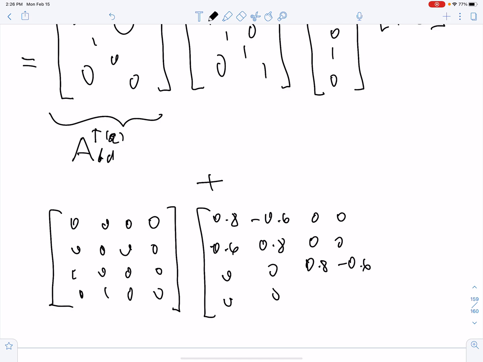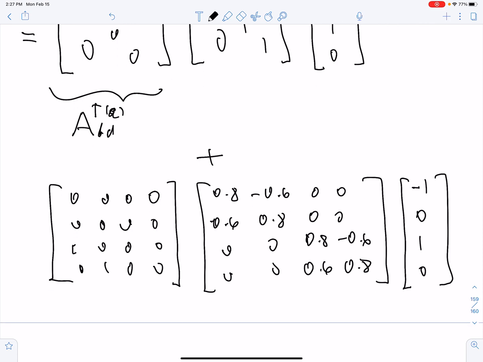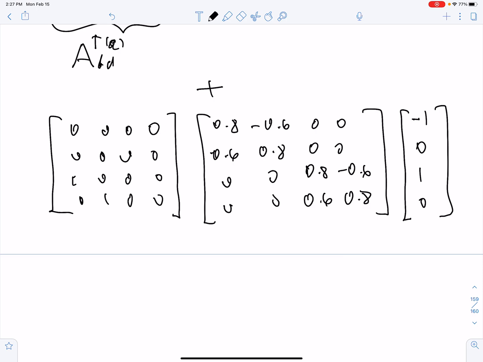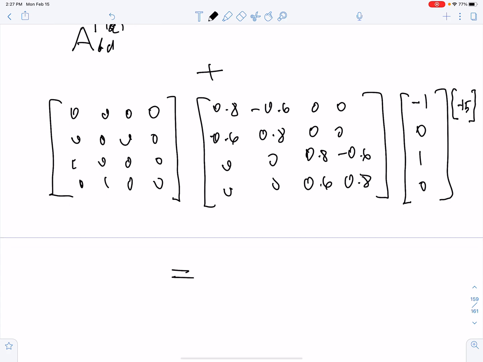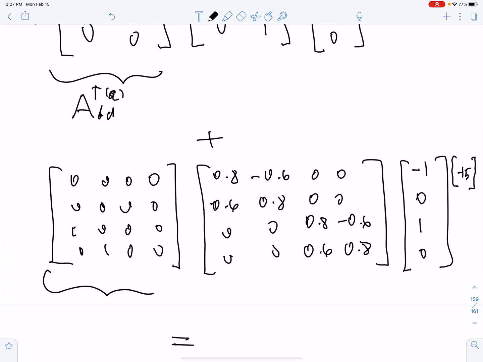0.8, minus 0.6, 0.6, 0.8. Okay. Minus 1, 0, 1, 0. And this thing multiplies the force in that element, which was, let me write it here, remember, minus 15. Okay. And so this becomes ABD, 1, and this is 1, right? ABD, right?